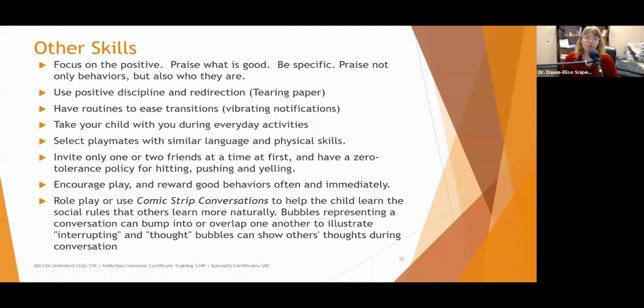Role play, or use comic strip conversations, and that's an actual tool. You can Google it, to help the children learn social rules that others learn more naturally. With comic strip conversations, bubbles representing conversations can bump into or overlap one another to illustrate interrupting, and thought bubbles can show other people's thoughts during conversation. People with autism often are better at understanding visual information and reading it than understanding what's told to them. And when you do it in comic strip conversations, it's going a lot more slowly than it does in real life, so it gives them more time to process.